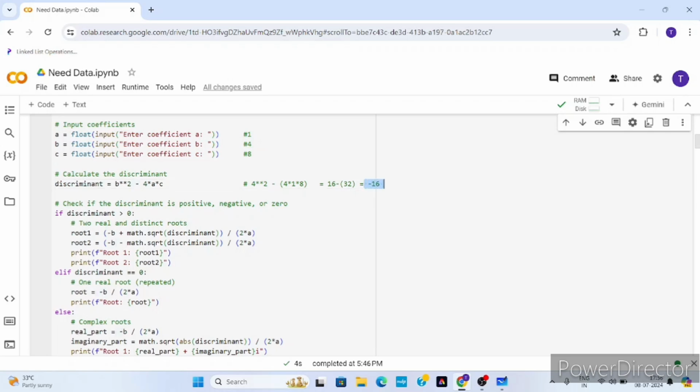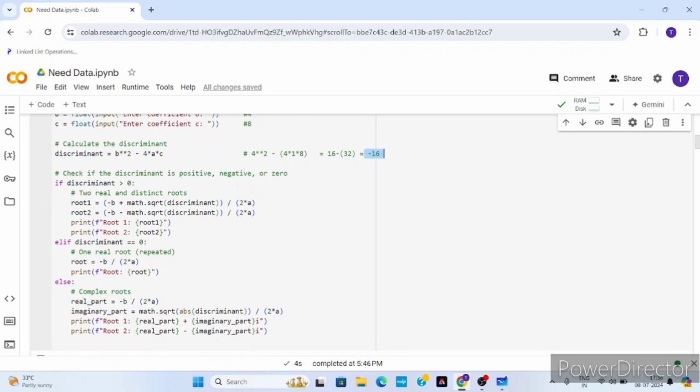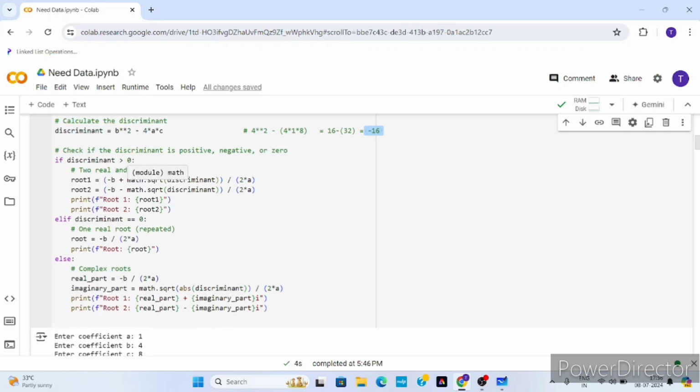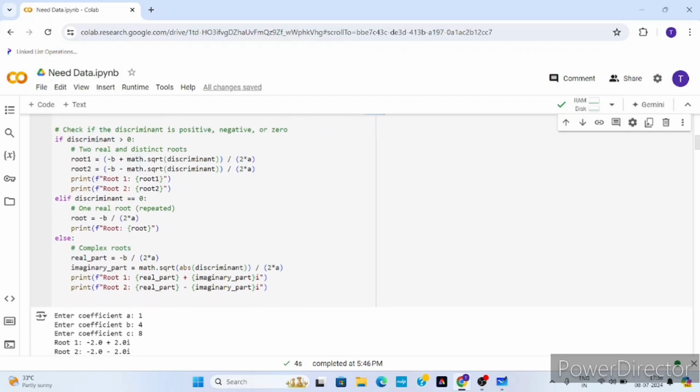So now we go into the conditional statement, like if discriminant greater than 0. For our case, the discriminant is minus 16. It is not greater than 0. So just leave this and come to this. So this whole statement will be skipped in this code.